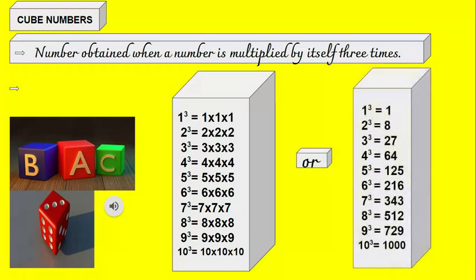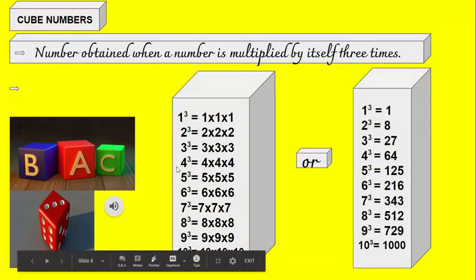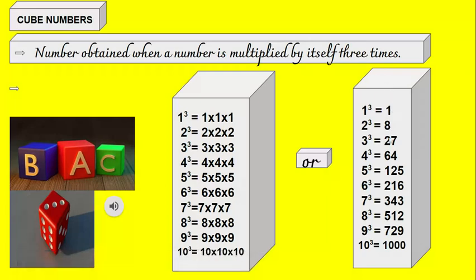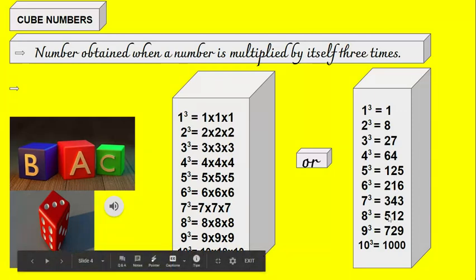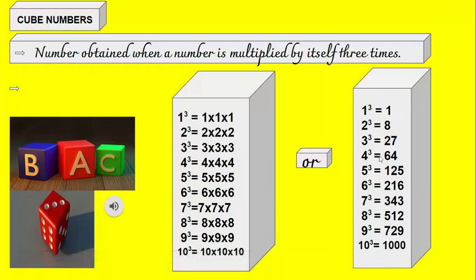And in these, which are the perfect cubes? Which numbers are the perfect cubes? The number 1 is a perfect cube, isn't it? 8 is a perfect cube. 27, 64, 125, 343, 216, 729, 512, 1000. These all are perfect cubes.